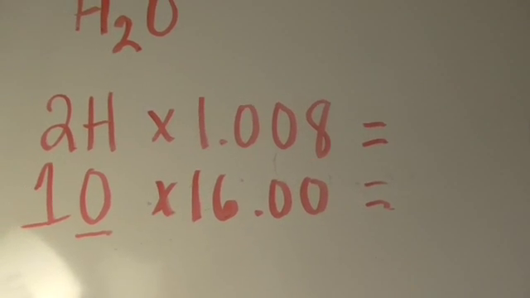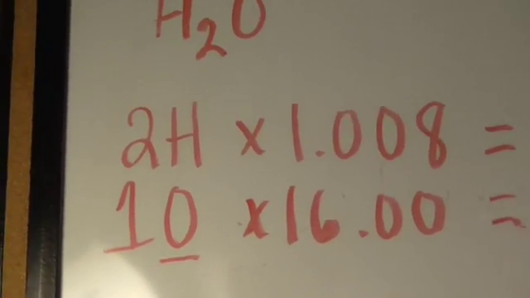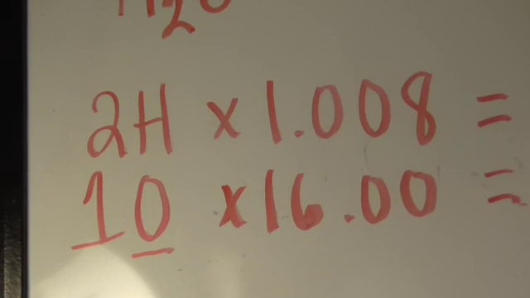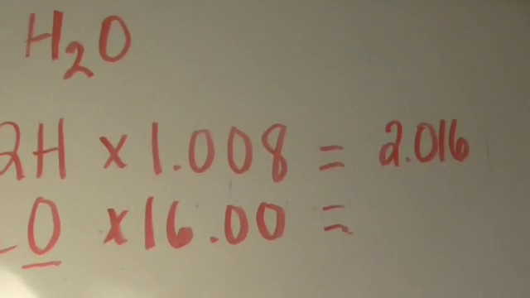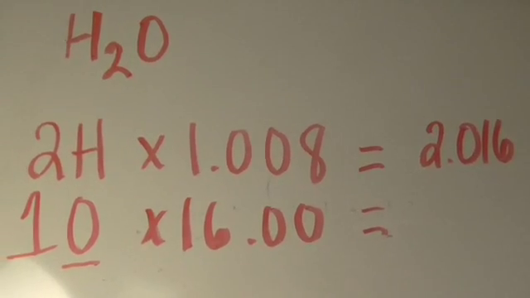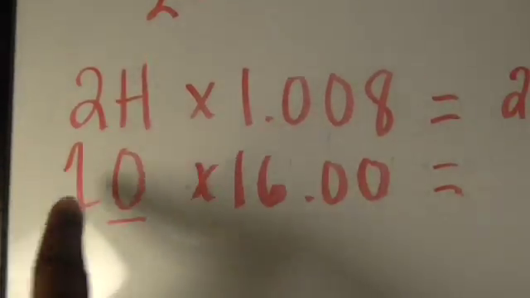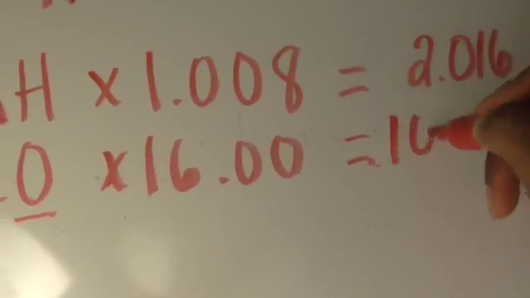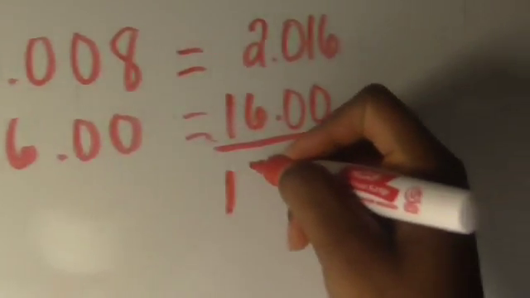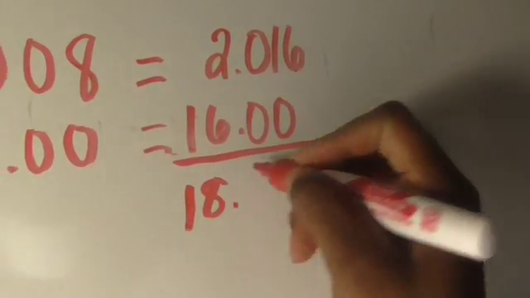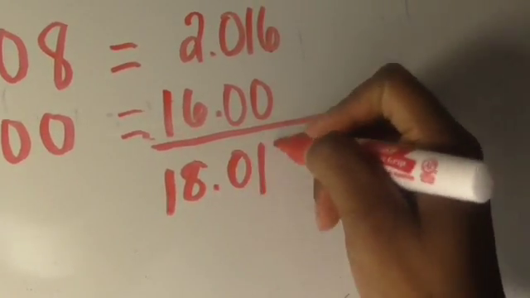But anyway, if I were to put this into my calculator, I would get 2.016 as the number for hydrogen. That's the mass contributed by hydrogen. And then 1 times 16 is 16. And I would add that together, and I would get 18.016.